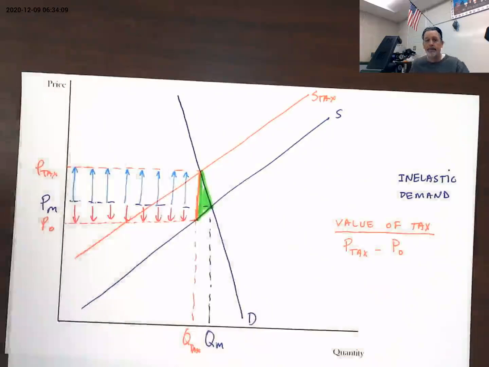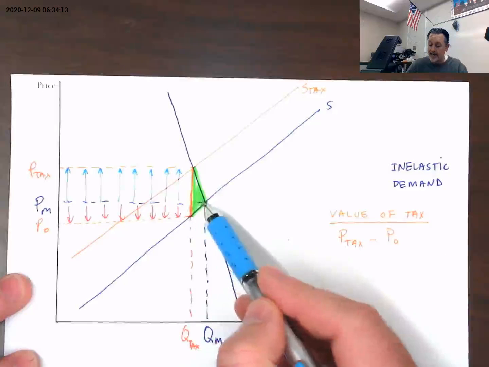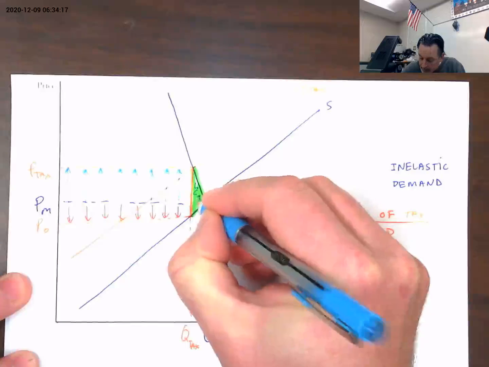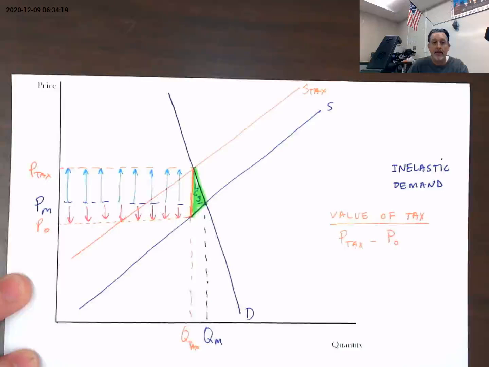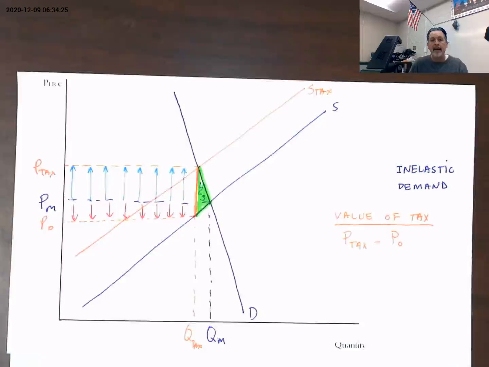If we go back and compare that to our relatively inelastic demand, we can see in this case that the lost consumer surplus is significantly bigger than the lost producer surplus because of the relatively inelastic nature of the demand, where these consumers really want this good in a much greater way.